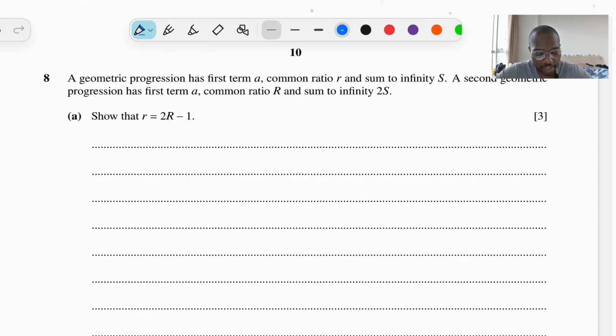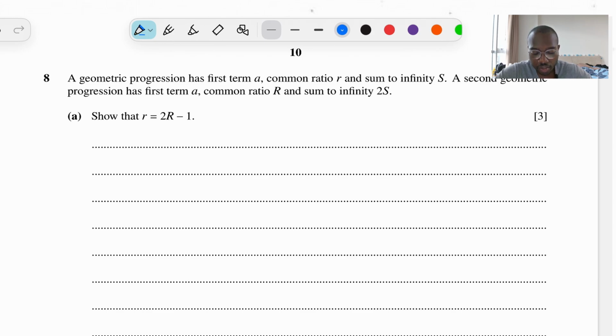So for number 8, we have a geometric progression with first term A, common ratio r, and sum to infinity S, and a second geometric progression with first term A, common ratio R, and sum to infinity 2S. We can show that r is equal to 2R minus 1, okay?